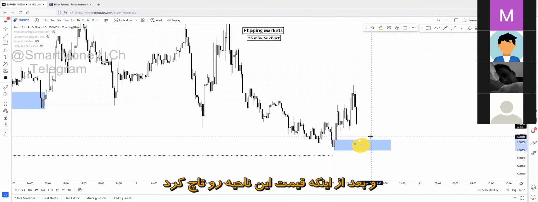And after the tap of this zone happens, we will be able to wait for a break of this zone, because the break of these kind of demand zones are happening over and over again, as you can see here, here, here, here.